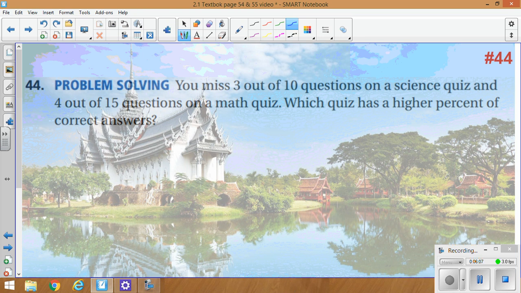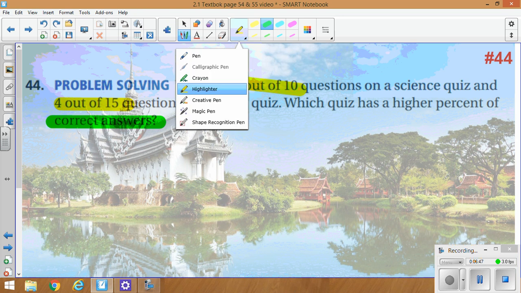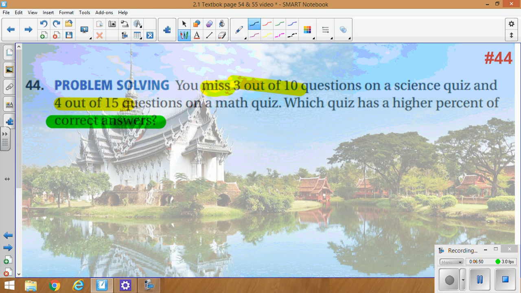Okay, for this question, you missed 3 out of 10 questions on a science test, and you missed 4 out of 15 questions on a math test, quiz, sorry. Which quiz has the higher percentage of correct answers? This is actually a really tricky question because here they're telling you you miss 3 out of 10 and then 4 out of 15 questions on your math quiz. So these are the number of questions that you miss. Then the question you're going to answer is which quiz has a higher percentage of correct answers. So they're trying to trick you, but you're too smart for that, so don't let that happen to you.